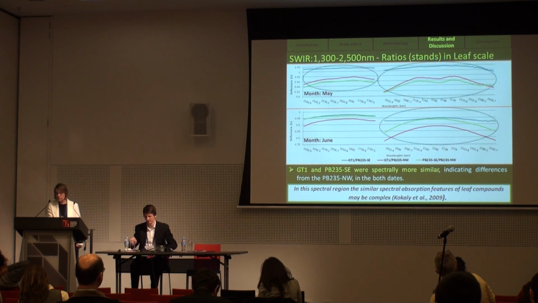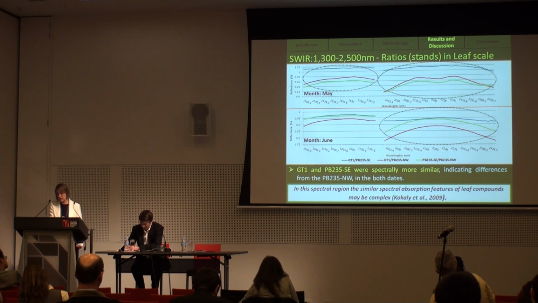In leaf scale, it's possible to see too that the GT1 and PB southeast were spectrally more similar, indicating difference from the PB northwest in both dates. In this spectral region, the similar spectral absorption features of leaf compounds may be complex, as said Kokaly and some other authors.